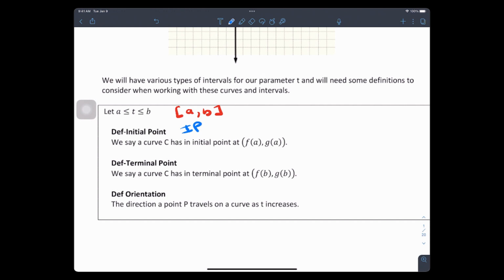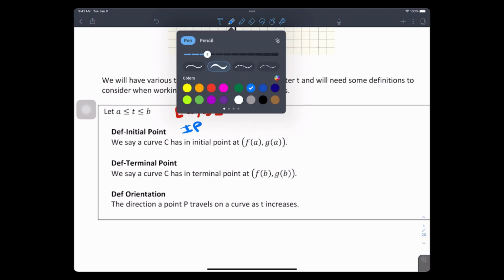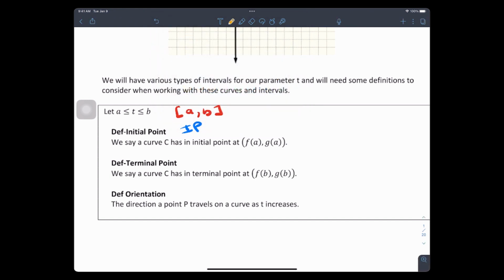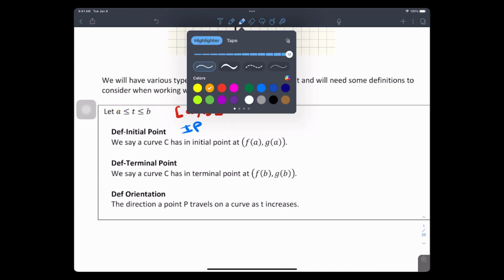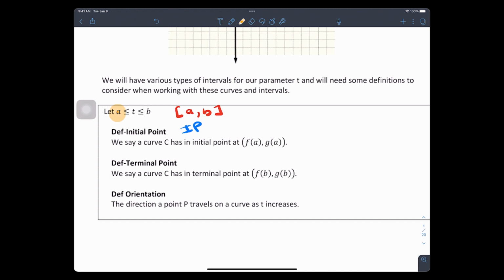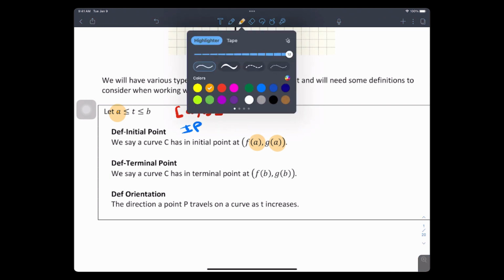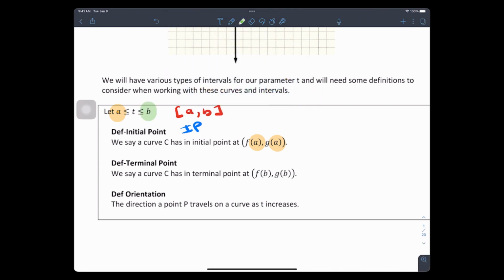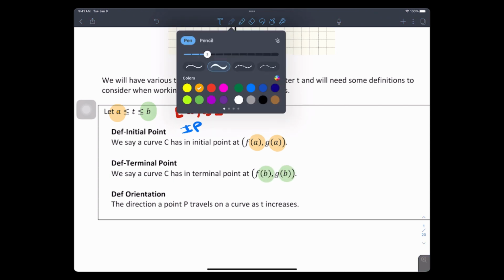So, the a value is like the starting point of the parameter t. Okay, this a value. If I can get a highlighter. So, we call that the initial location. The b value is the larger value in the interval. And that's called your terminal point, TP.